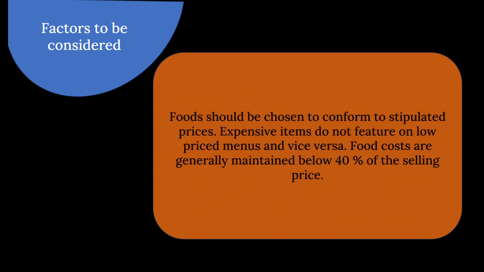Food should be chosen to conform to stipulated prices. Expensive items do not feature on a low priced menu and vice versa. Food costs are generally maintained below 40% of the selling price. Your food cost should be below 40%. The point of concern is the food cost. If you are spending more than 40%, ultimately it will affect your net profit. So it is always desirable that you first set right your potential food cost and try to play within that. So your standard will also be maintained accordingly.